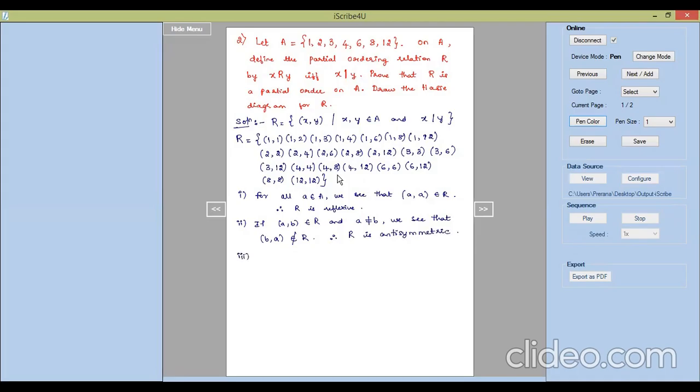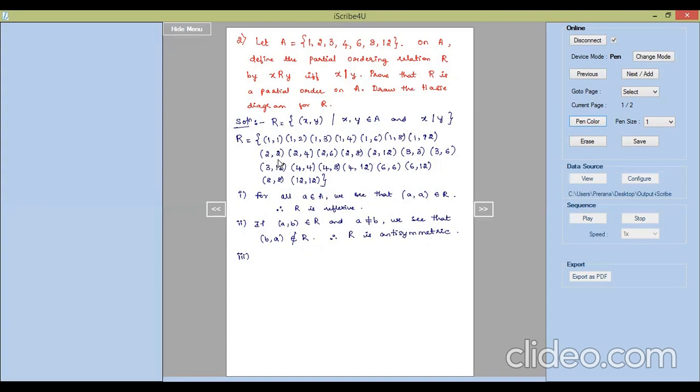Next, the third condition. The third condition is for transitivity. Recall the definition. If a, b belongs to R and b, c belongs to R, then a comma c should belong to R. Correct? So 1, 1 and 1, 2 belong, so 1, 2 belongs. 1, 1 and 1, 3 implies 1, 3, which belongs. 1, 1 and 1, 4 implies 1, 4, which belongs. 1, 1 and 1, 6 implies 1, 6, which belongs. Similarly, it happens for 1, 1 with 1, 8 and 1, 12.